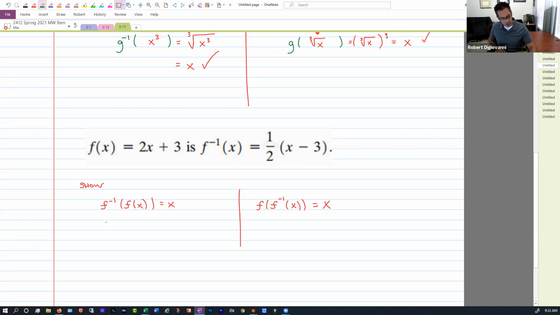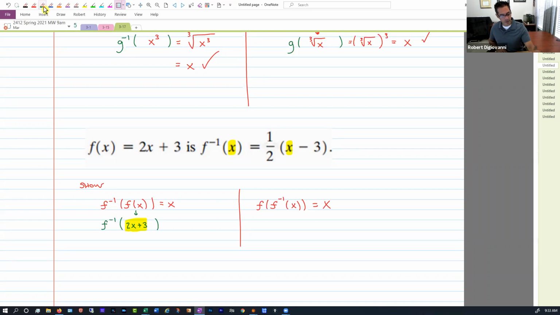So on the first one, what we do is we write f inverse, and inside of it, we're going to replace f of x. Caroline, you're going to replace f of x with what? The 2x plus 3. Good. Now, what you're supposed to do is take 2x plus 3 and plug it into the inverse function. So you're supposed to replace that x with 2x plus 3, right?